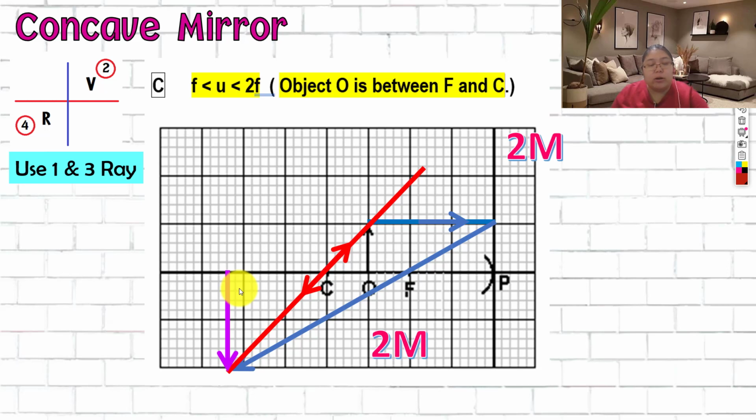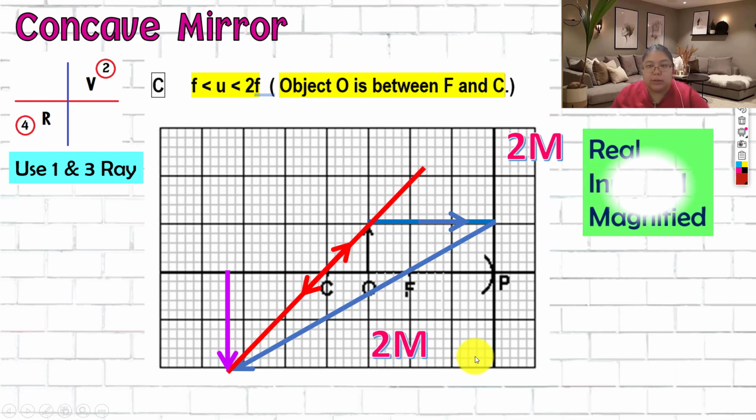Inverted, and not laterally. Laterally is left-right. This one is inverted, meaning upside down. Upside down, it changes. So from here the answer is real, inverted, magnified. So you can find that when the object moves just after the F, after the focal point, you already get a real image. You cannot get virtual anymore. Virtual is inside, when the object is inside the F.